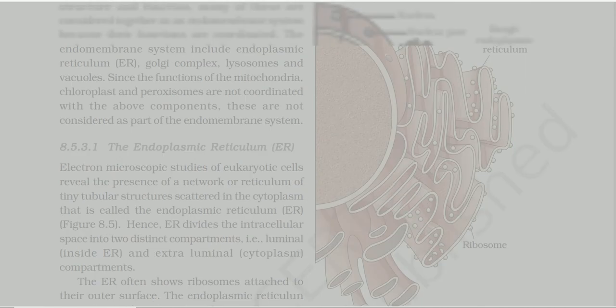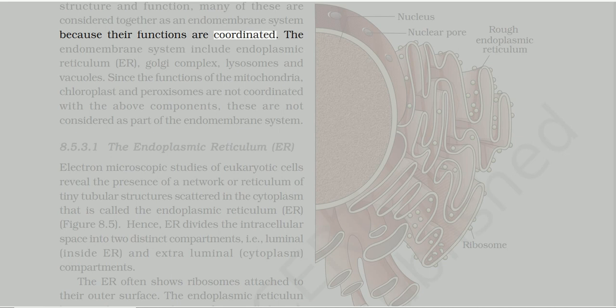many of these are considered together as an endomembrane system because their functions are coordinated. The endomembrane system includes endoplasmic reticulum, ER, Golgi complex, lysosomes and vacuoles. Since the functions of the mitochondria, chloroplast and peroxisome are not coordinated with the above components, these are not considered as part of the endomembrane system.